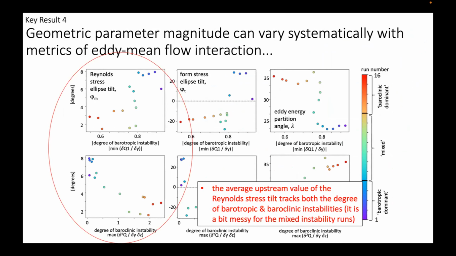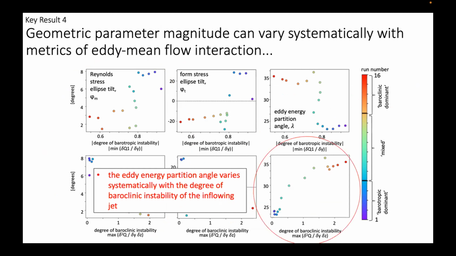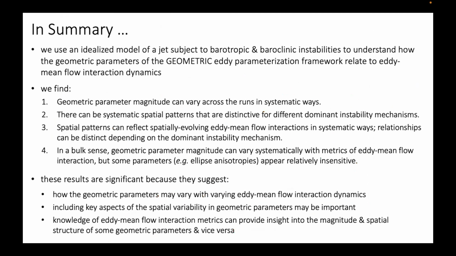The average upstream value of the tilt tracks both the degree of barotropic and baroclinic instability in these systems. And I think that's a consequence of how we set up this experiment. The sign of the upstream value of the form stress tilt tells you whether baroclinic instability is active or not. And the eddy energy partition angle varies with the degree of the baroclinic instability of the inflowing jet. So that's my summary. Those are my 4 results I just showed you.